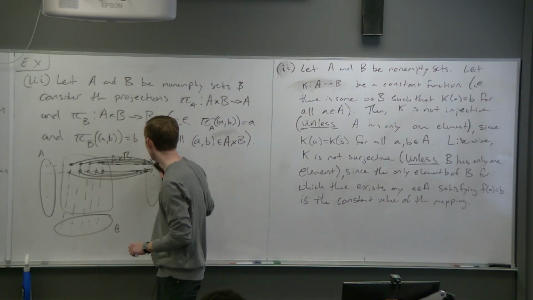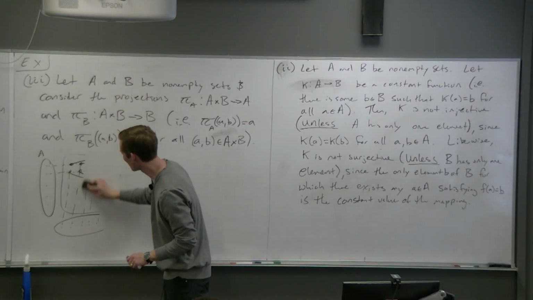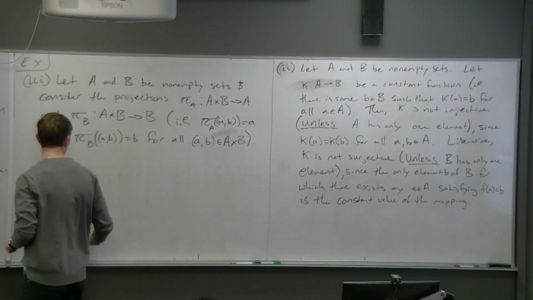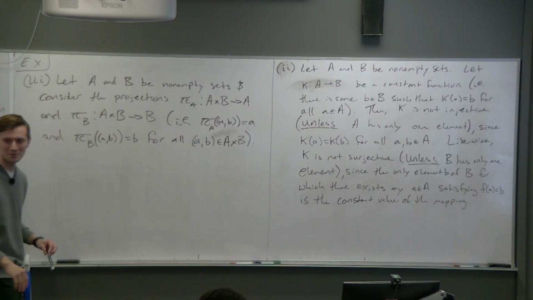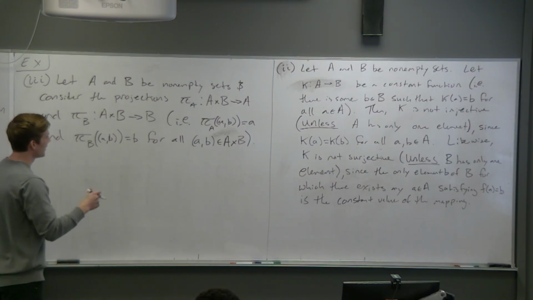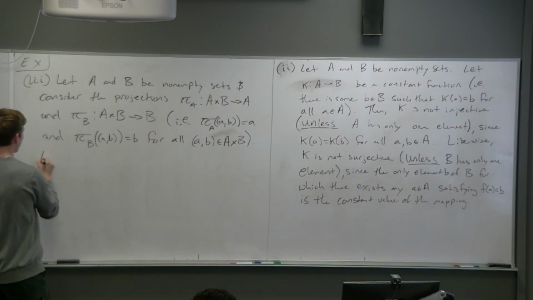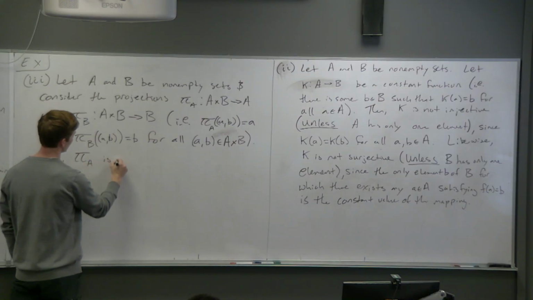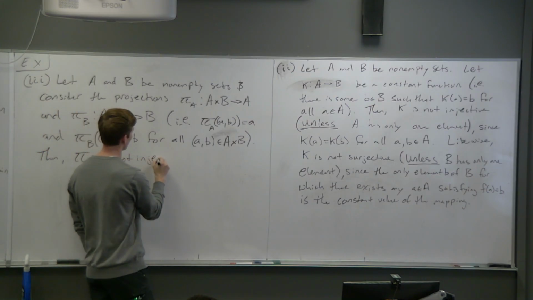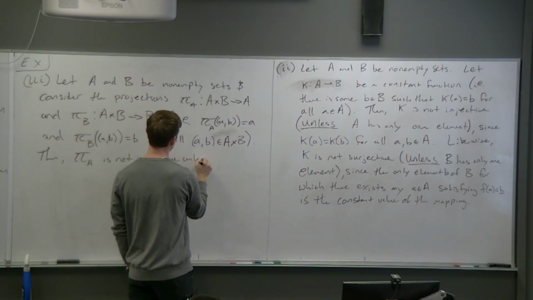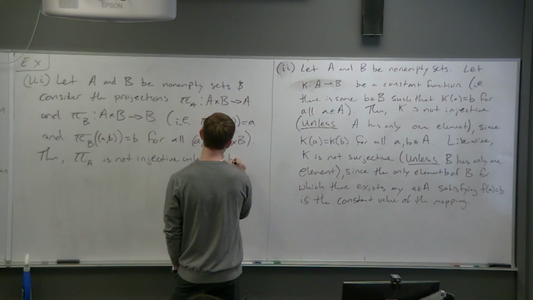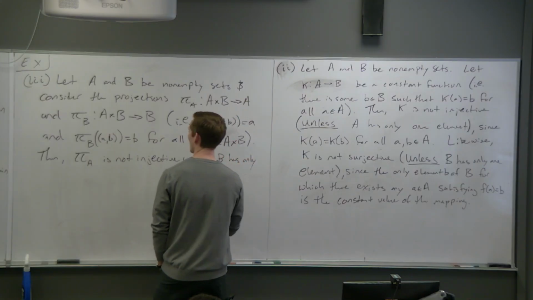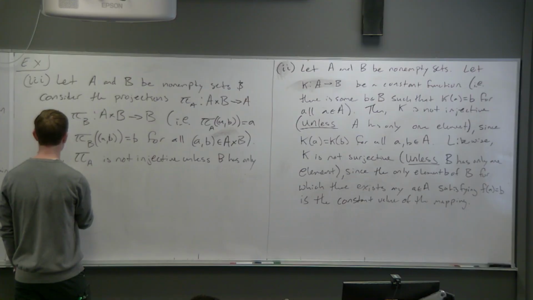Okay, so let's write out what we've got here from our picture. Maybe that picture was sort of a hellish mess of arrows, but maybe it makes it clear. Then pi A is not injective unless B has only one element.